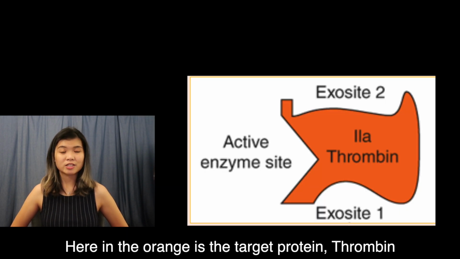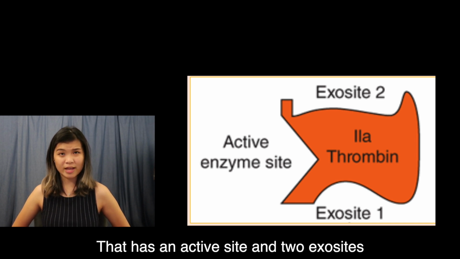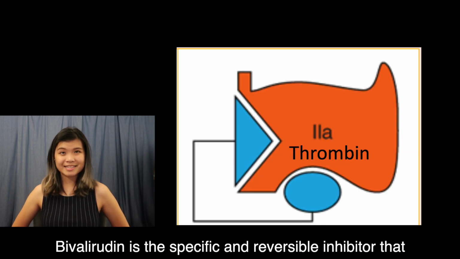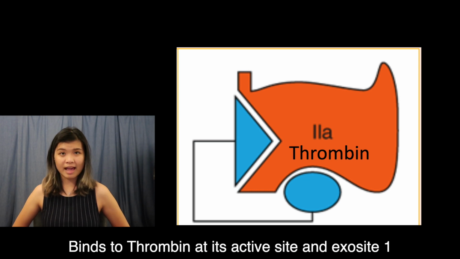Here in the orange is the target protein, thrombin, that has an active site and 2 exosites. We're using bivalirudin as the ligand for our experiment. Bivalirudin is a specific and reversible inhibitor that binds to thrombin at its active site and exosite 1.